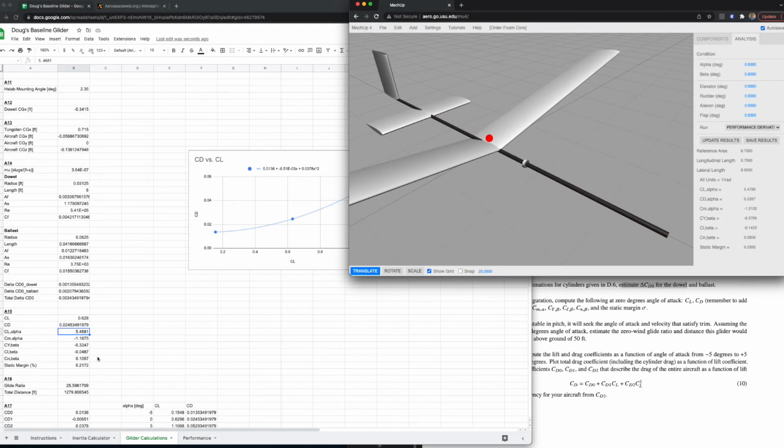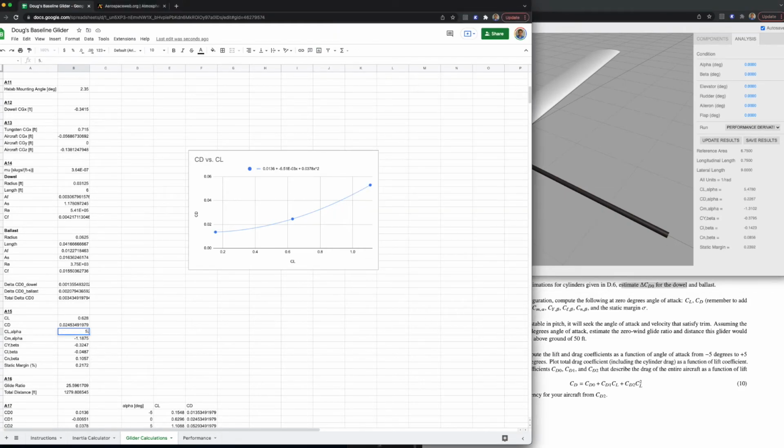Okay, so I've got a CL alpha of 5.4780, CM alpha of minus 1.3102, CY beta of minus 0.3795, CL beta of minus 0.1423, and CN beta of 0.0856.